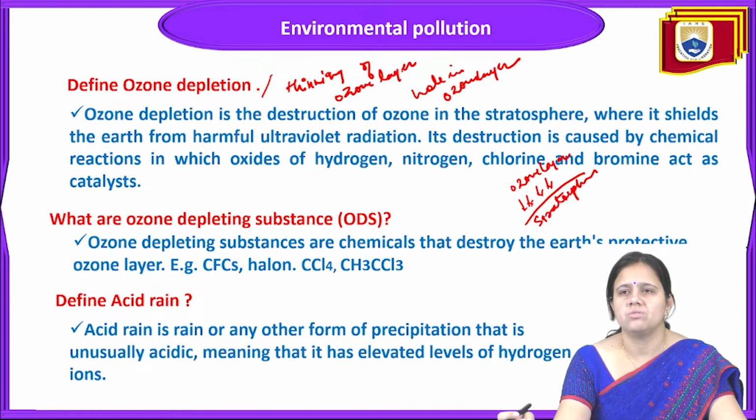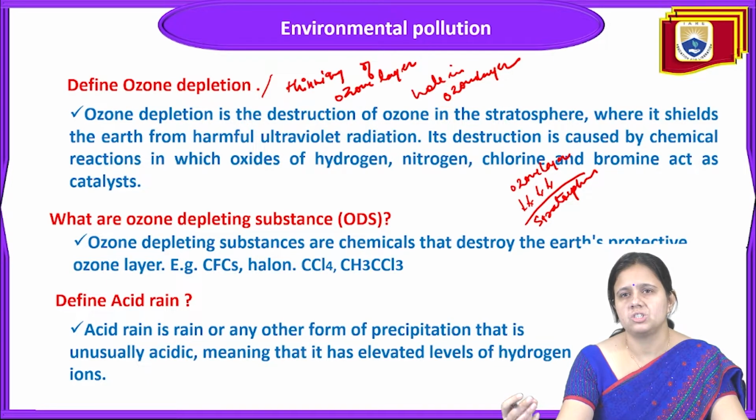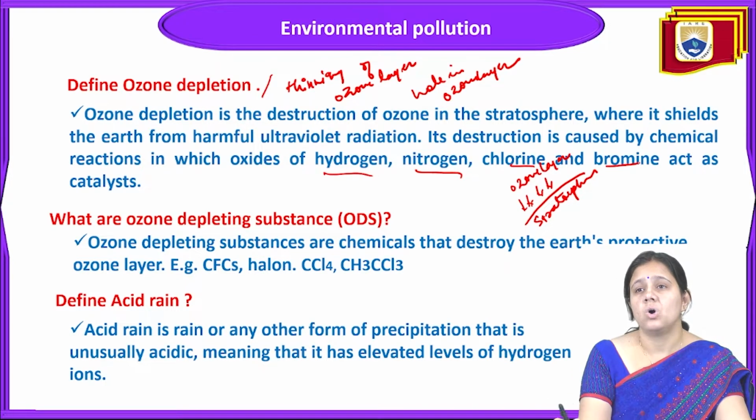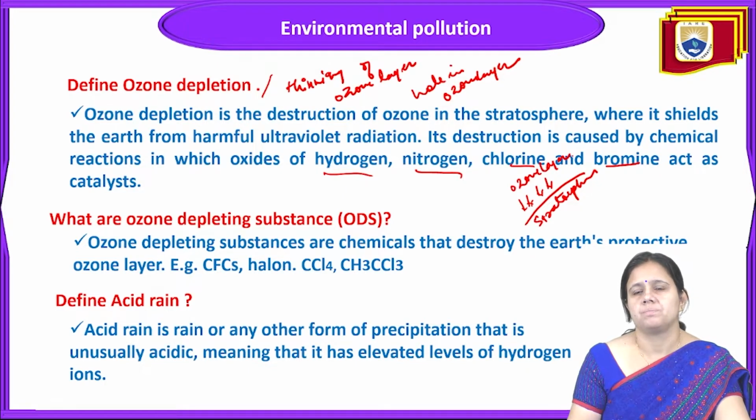It is a destruction of the ozone layer in the stratosphere. The ozone layer is there in the stratosphere, some destruction is there, some hole is there. Harmful UV radiation is causing a hole in the ozone layer, causing depletion of the ozone layer. This destruction is caused by chemical reactions with the oxides of hydrogen, nitrogen, chlorine and bromine, all acting as catalysts in the ozone layer destruction.